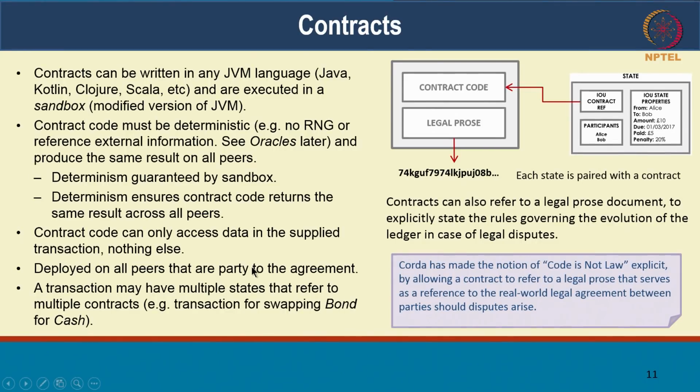So the contract is only deployed on the peers that are party to an agreement. So the other peers will not even know the existence of this contract. The transaction can have multiple states. So I mentioned the code refers to multiple states. So it can have multiple states that refer to multiple contracts, right? So one transaction can actually operate on multiple contracts, and each contract can have multiple states. For instance, here's an example, right? You can have a transaction for swapping a bond for cash. You are selling a bond and you're getting cash in return. So these could be different states that are manipulated by the transaction. So I mentioned about this code is not law, so I won't repeat it again here.